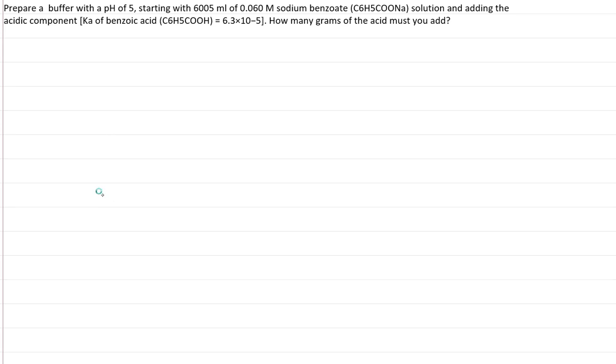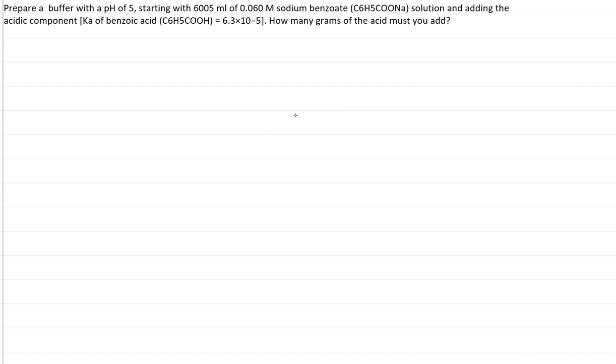So prepare a buffer with a pH of 5, starting with 6005 milliliters of 0.06 sodium benzoate solution and adding the acidic component of benzoic acid. So the question says, how many grams of the acid must you add?